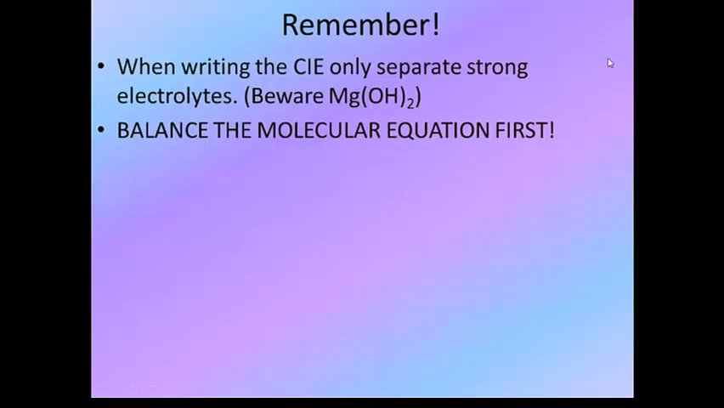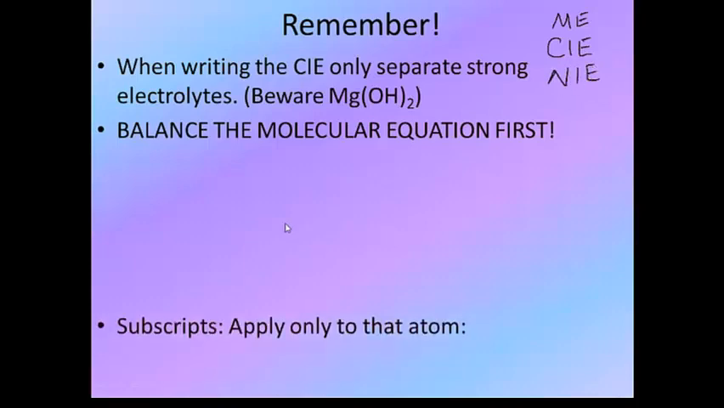Now, just a little side trip here, please. I abbreviate molecular equation as the ME, the complete ionic equation as the CIE, and the net ionic equation as the NIE. So keep that in mind when we're running through these examples.